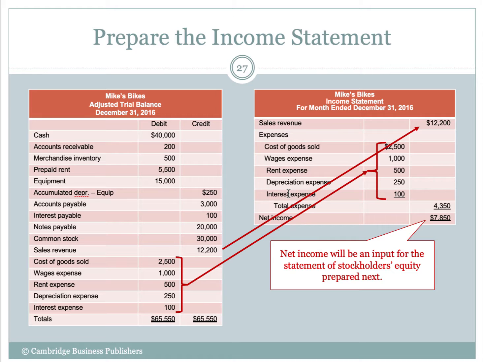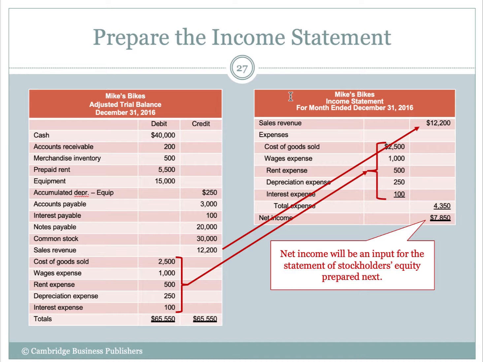So bear with me. Notice the income statement, right? Notice, in proper form, we have a header, right? And in that header, we're always going to have first the company name. In this case, it's Mike's Bikes. Second line underneath the company name is the statement that it is. What financial statement are we doing? Well, in this case, we're doing the income statement. And then finally, we have the date, and it says for month ended December 31st, 2016, okay?